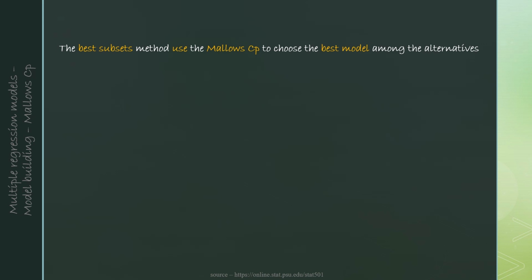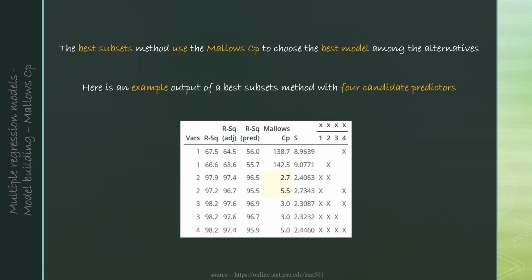The best subsets method uses the Mallows Cp to choose the best model among the alternatives. Here is an example output of a best subsets method with 4 candidate predictors. We will discuss in detail on the best subsets method itself soon, but in this example, we just pay attention to the figures, namely the Mallows Cp value and the number of predictors used in each subset to come to a conclusion.